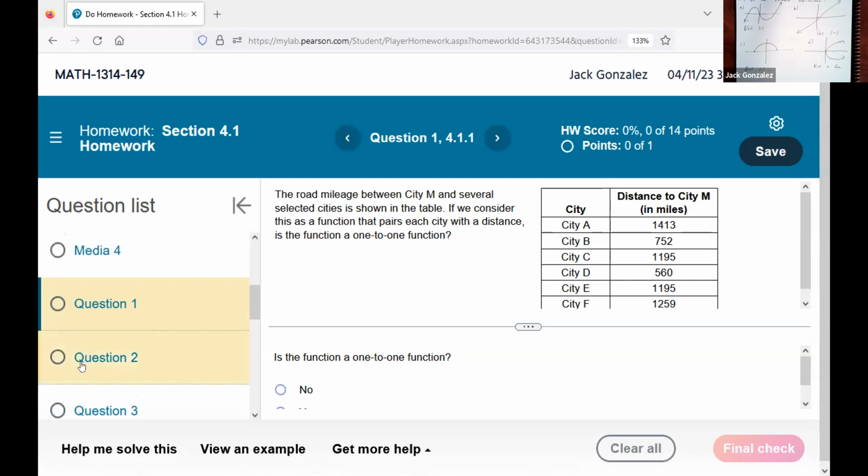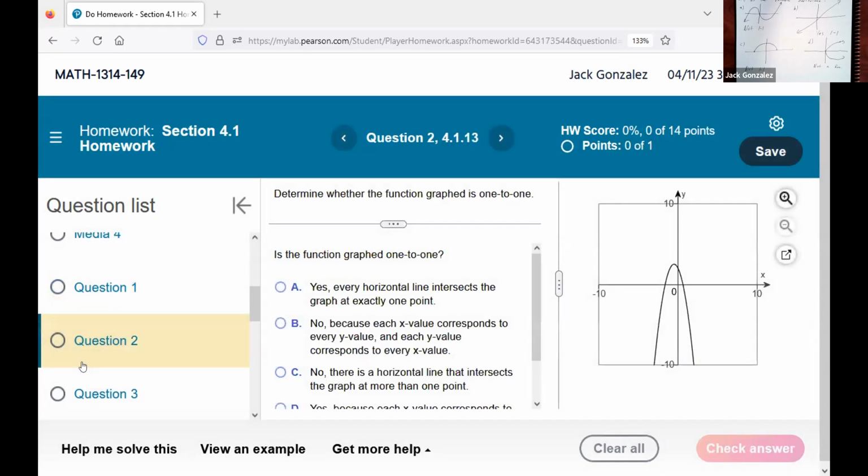Okay, let's look at another one. We don't have to really write this down. I just want you to remember the concept. Here's your graph function. Is it one-to-one? They're telling us it's a function, so we don't have to worry about that. Yes or no? So no, okay. C is no, there's a horizontal line that intersects the graph at more than one point.